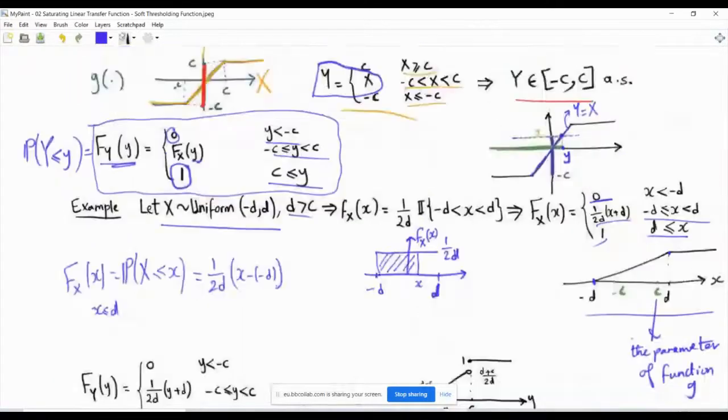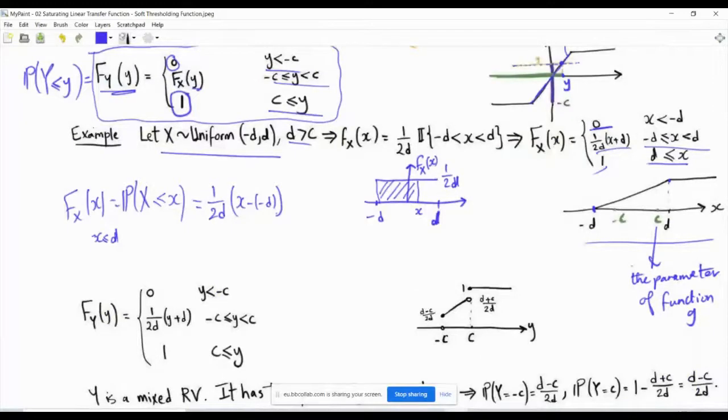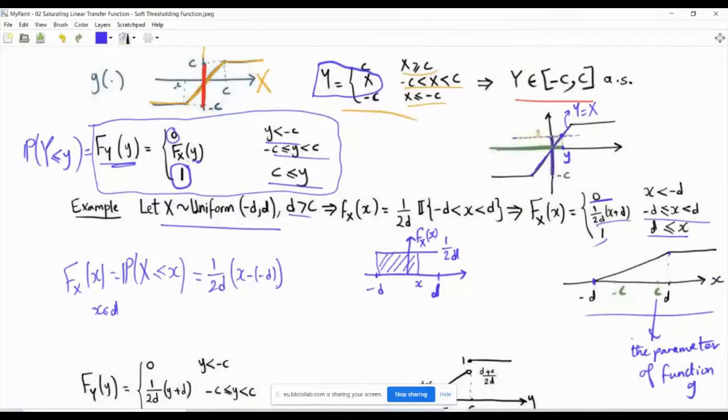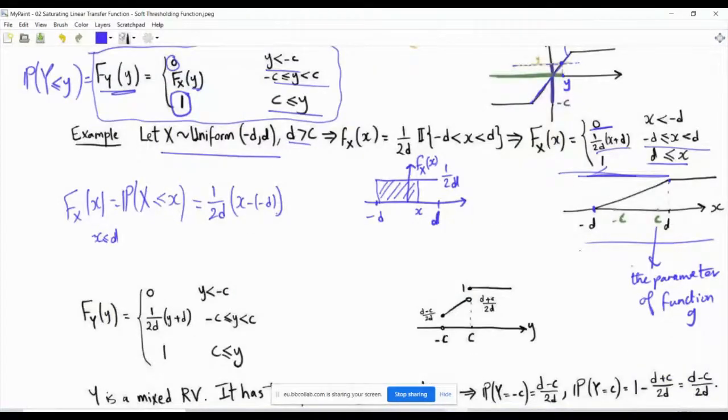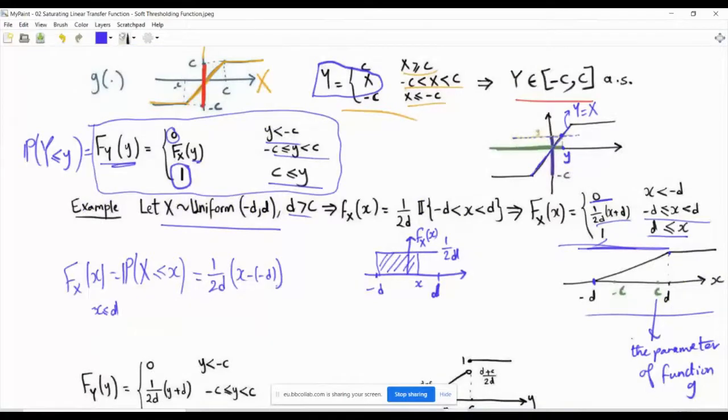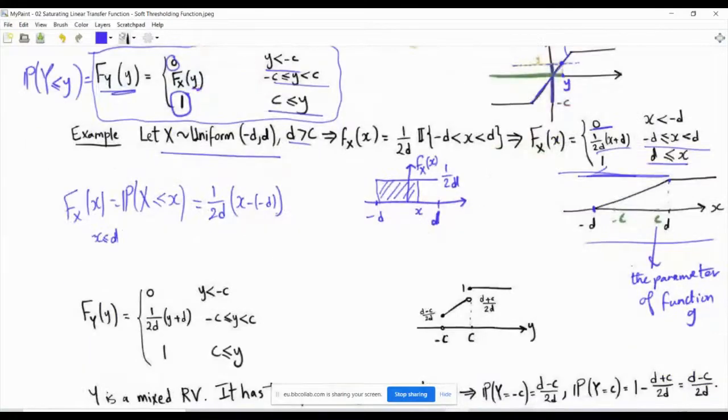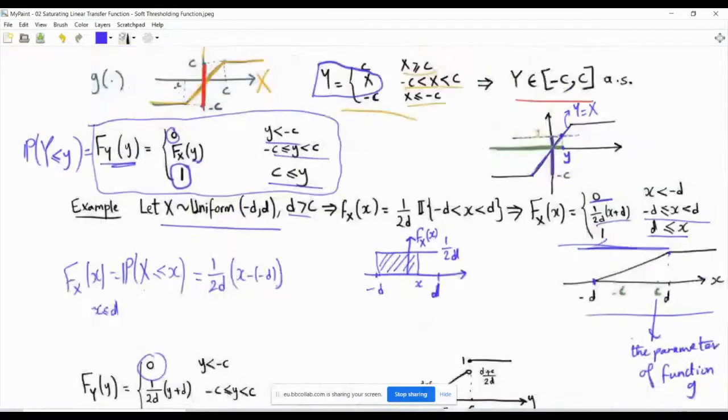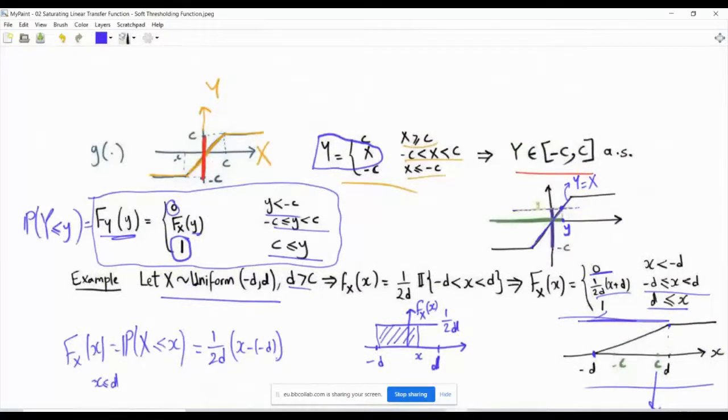Okay, and so now what to do is basically to plug in. Now we have a specific value for the CDF of x. The CDF of x is given by this expression. Now you ask yourself, what is the probability that y is less than minus c? This is 0. Again, look at the function. The function tells you that y never goes below minus c.